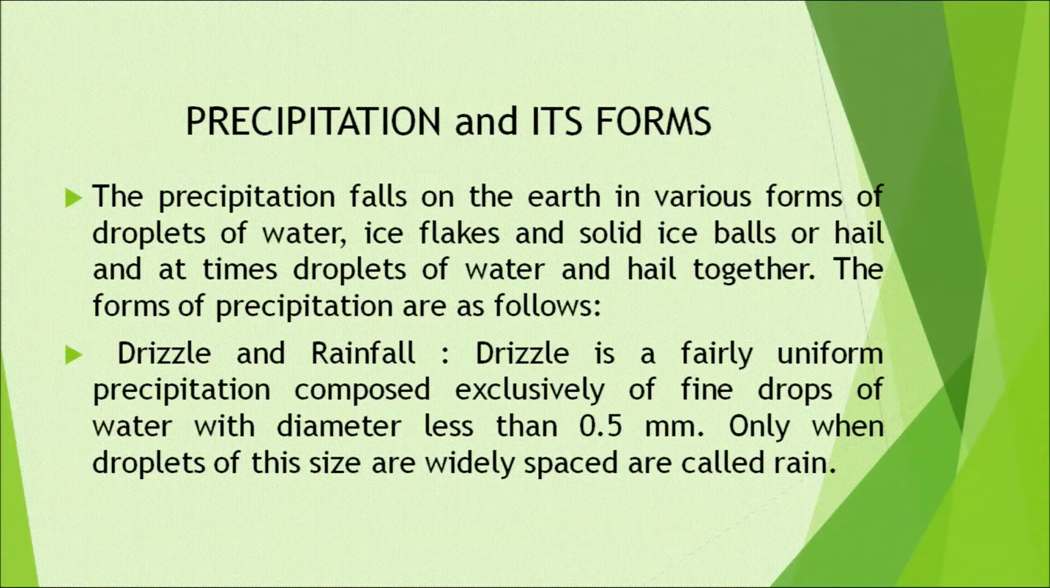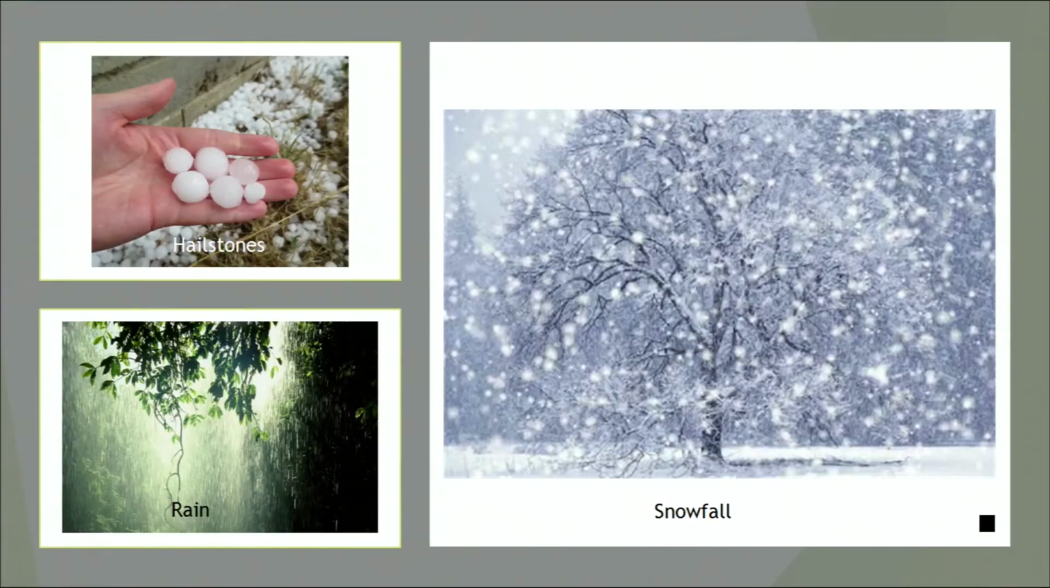The forms of precipitation are drizzle and rainfall. Drizzle is a fairly uniform precipitation composed exclusively of fine drops of water with diameter less than 0.5 mm. Only when droplets of this size are widely spaced, they are called rain. Look at this picture which is depicting the three types of rain. The first one is showing hailstones, then the rain, and the third picture is showing snowfall.